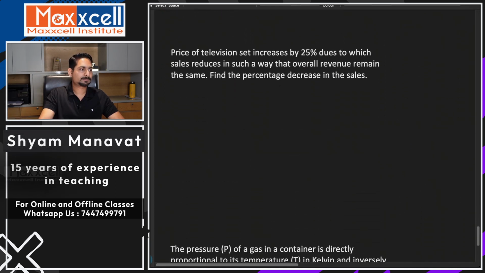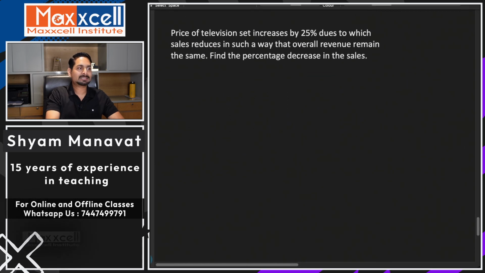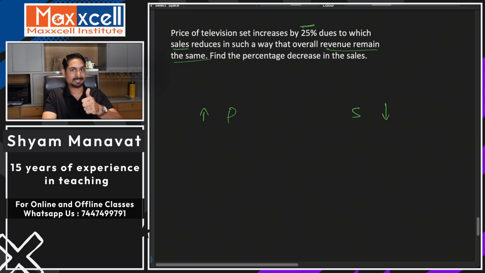Let's see the next question. The price of a television set increases by 25%, due to which the sales reduce in such a way that overall revenue remains the same. So price increases, sales is reducing. Which kind of relationship is this? Inversely proportional. One increases, other decreases. Absolutely right. Find the percentage decrease in the sales.